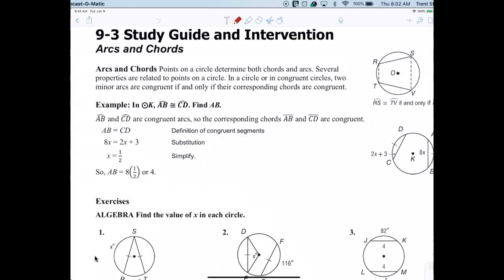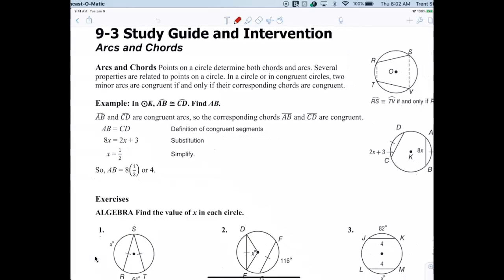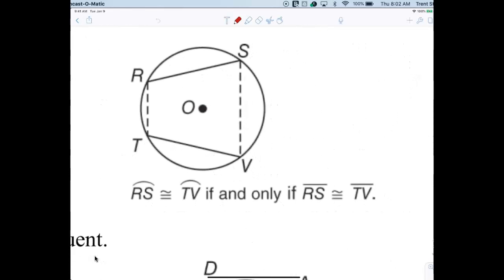Up here it says arcs and chords. Points on a circle determine both chords and arcs. Several properties are related to points on a circle. In a circle or in congruent circles, two minor arcs are congruent if and only if their corresponding chords are congruent. Now, what does that mean? So let's blow this up real quick.